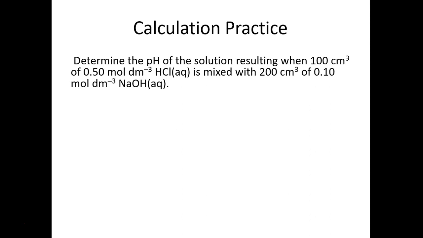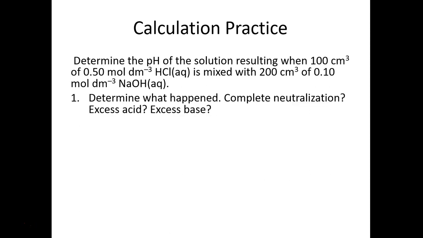Now, these are not too tricky, but you really have to think your way through these carefully and try to think about what's going on. All right, so we're going to try to determine the pH of a solution that results when I mix 100 milliliters of 0.5 molar hydrochloric acid with 200 milliliters of 0.1 molar sodium hydroxide. So the first thing I have to ask myself is: is this complete neutralization or do I have excess acid or base?